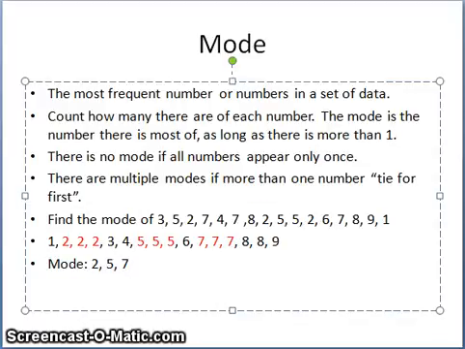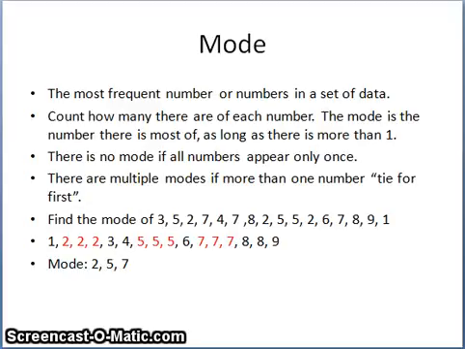So just look for the most common. If no number appeared more than once, then we would not have a mode. And if more than one of them is tied for first, then that happens. But yeah, if nobody appears more than once, then there's no mode.